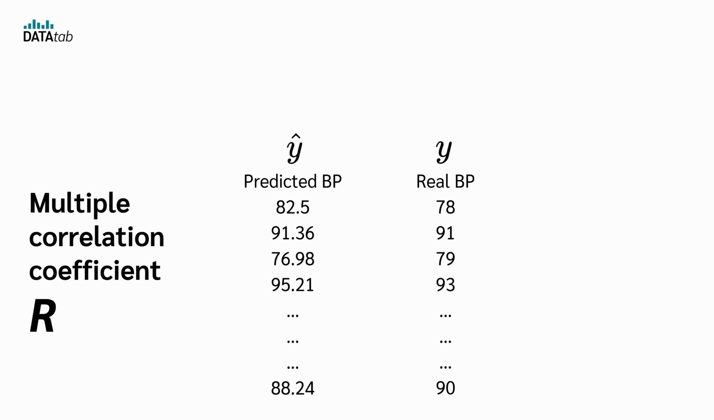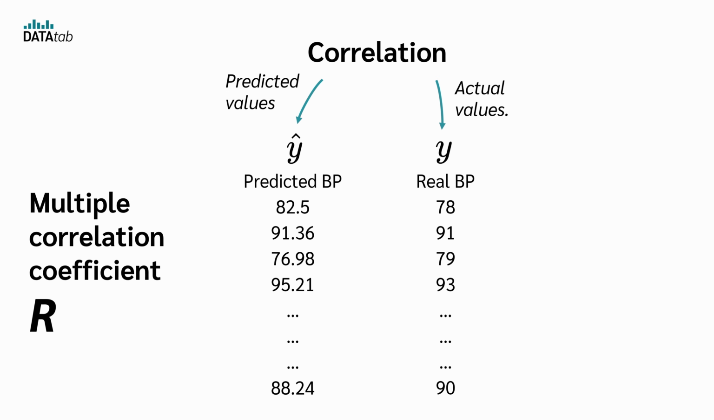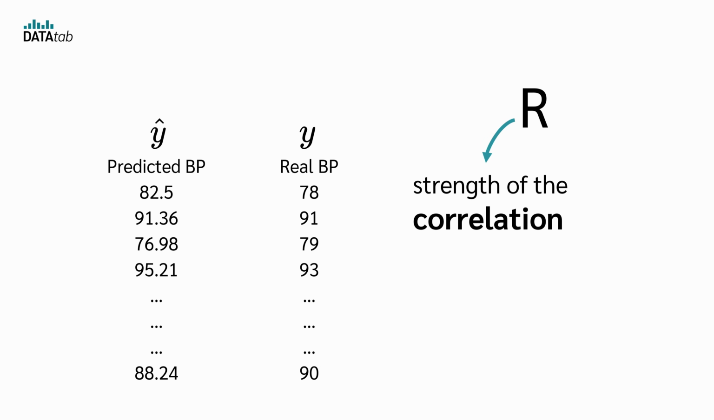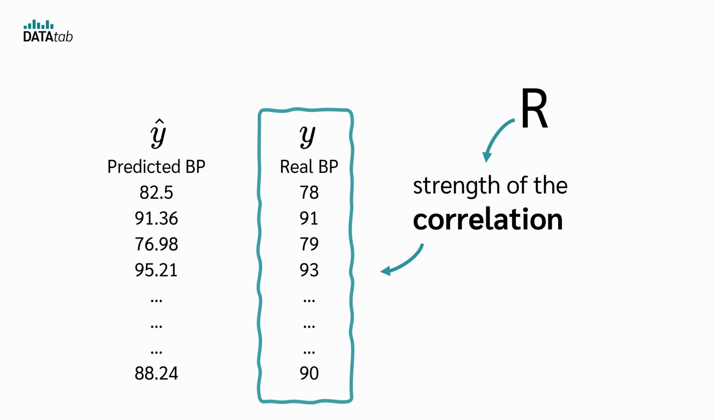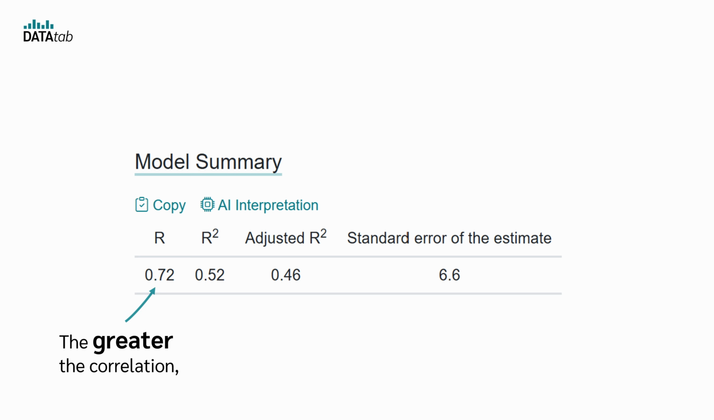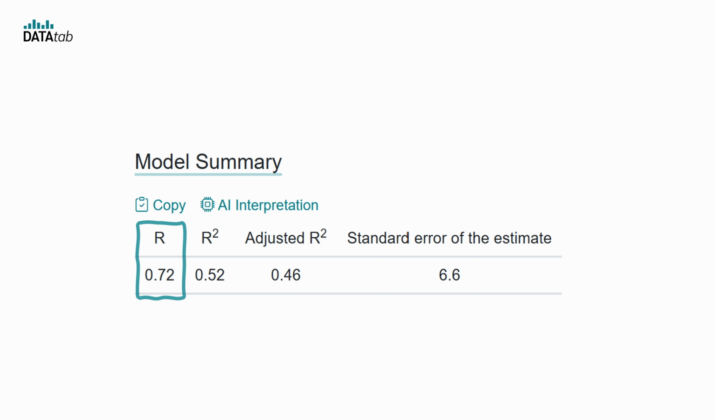The multiple correlation coefficient R is now the correlation between the predicted values y hat and the actual values y. In other words, the multiple correlation coefficient R indicates the strength of the correlation between the actual dependent variable and its estimated values. Therefore, the greater the correlation, the better the regression model. In our case, an R value of 0.27 indicates a strong positive relationship. Okay, and what about R squared?